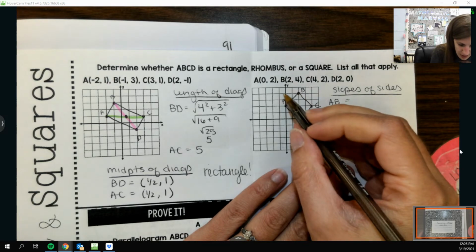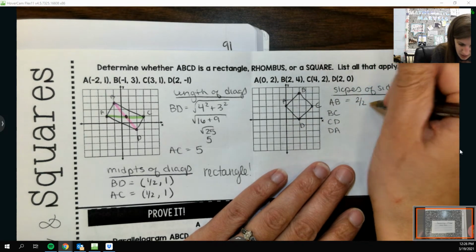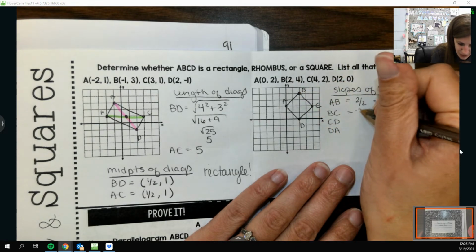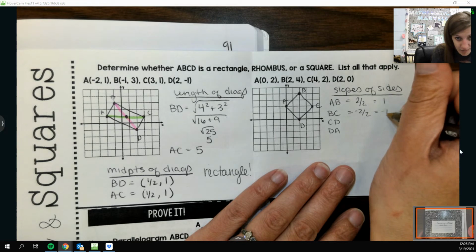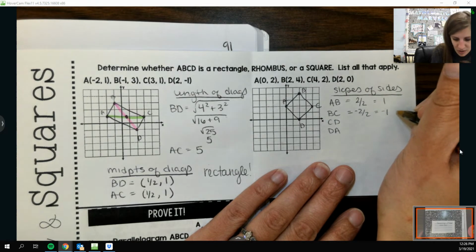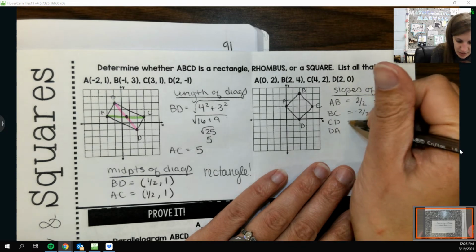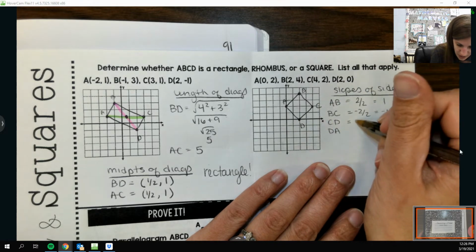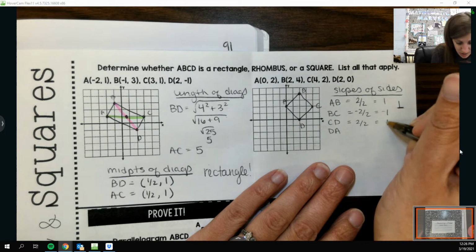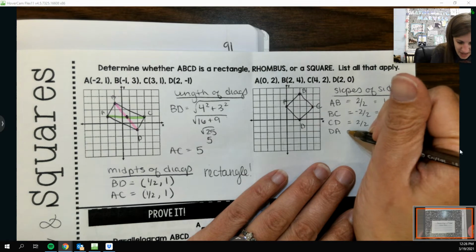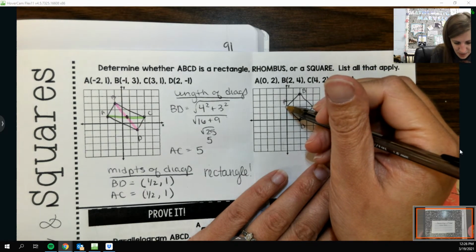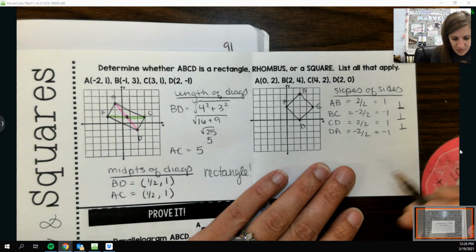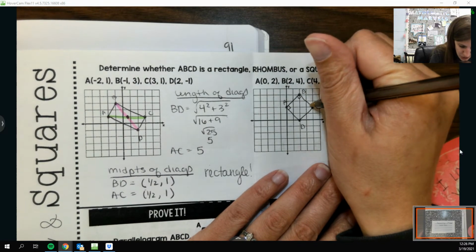From A to B, I go up 2 over 2, which is 1. For BC, I need to go down 2, forward 2, which is -1, and those are opposite reciprocals. So these are perpendicular. Also from C to D, I actually want to start at D, and I would go up 2 over 2, which is 1. So these are perpendicular. And then lastly, from A to D, because A is leftmost, I'd have to go down 2, forward 2. So I get another -1. So all these sides are perpendicular to each other.